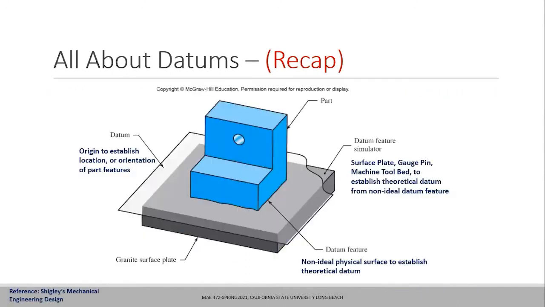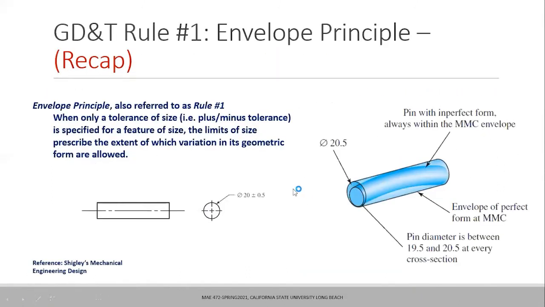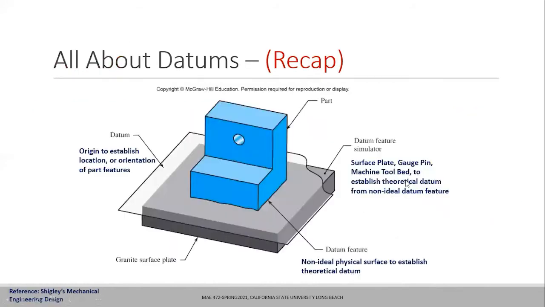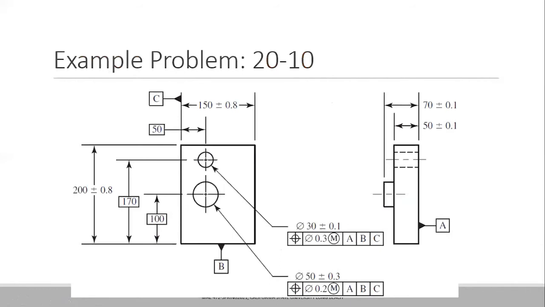Or if I go back to the slide, it says that this is the envelope. So if you do not have any control on the cylindricity from the drawing, the part is going to be fabricated such that it has perfect form at MMC. MMC will be 50.3 for our drawing that we were referencing. So at 50.3, I should have a perfect cylindrical part. I cannot have any curvature in the piece which exceeds 50.3 millimeters. Make sense?